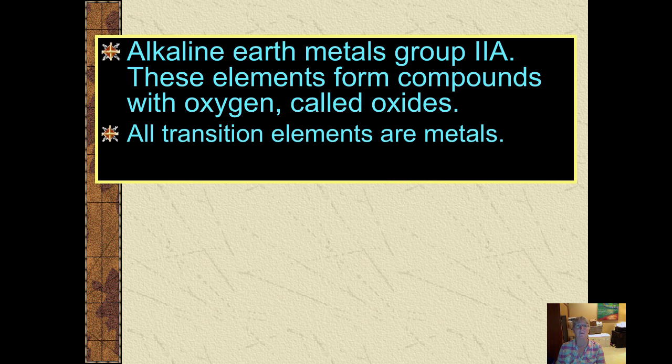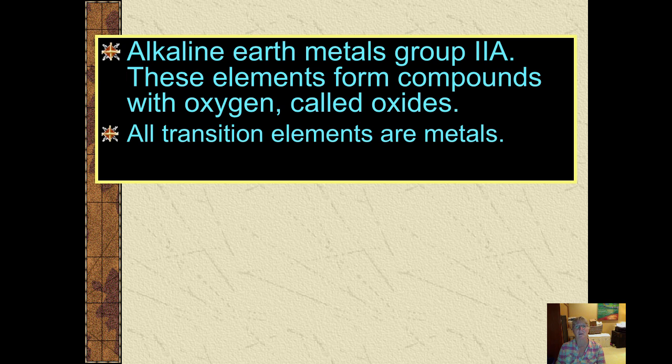Definitely watch these videos about the alkali metals. The alkaline earth metals are in Roman numeral group 2A. These metals form compounds with oxygen, such as calcium oxide or barium oxide. You won't generally find alkali or alkaline earth metals free in nature because they're so reactive, and the alkaline earth metals often are combined with oxygen to make oxides.